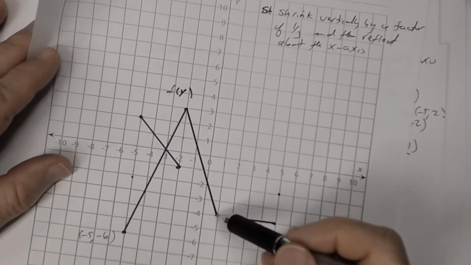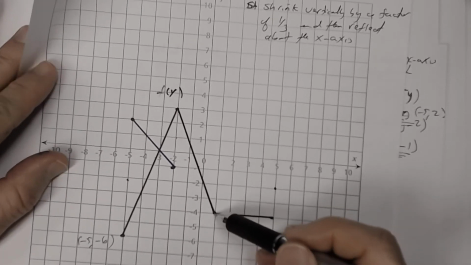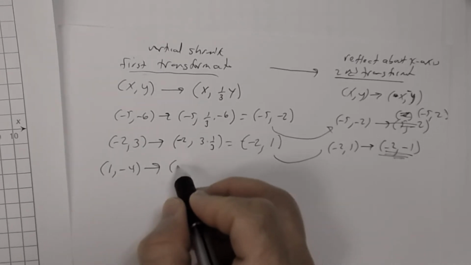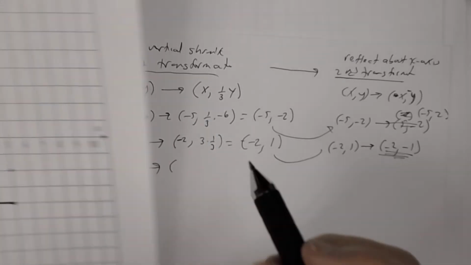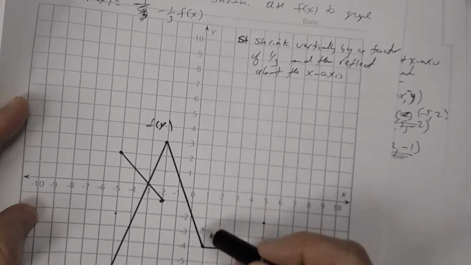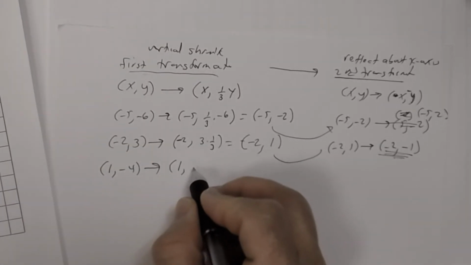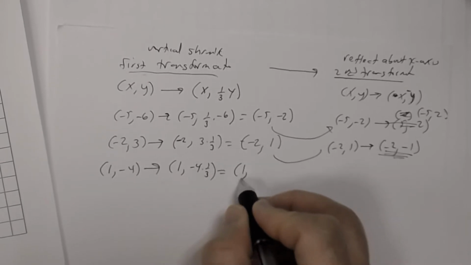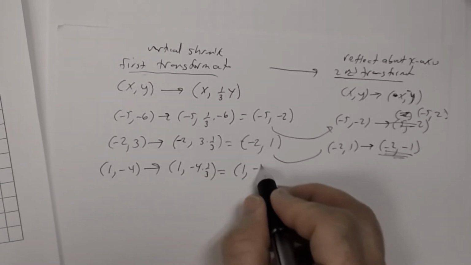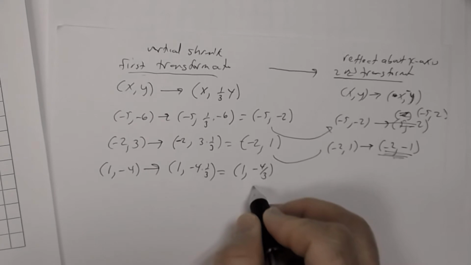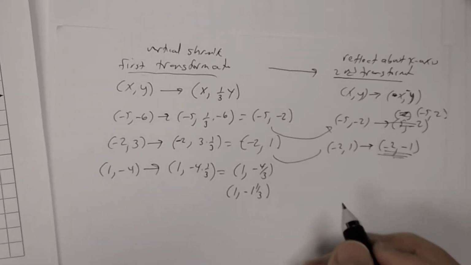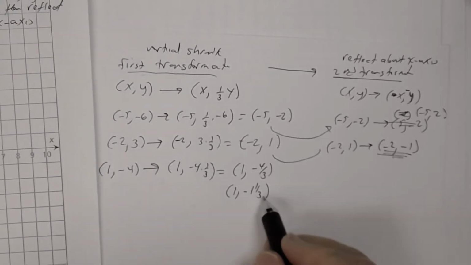So when I shrink it vertically, I'm going to move this point towards the x-axis. Remember, the x stays the same and the y changes. So 1, and this becomes negative 4 times a third, which equals 1, negative 4/3. Now remember, negative 4/3 is negative 1 1/3. Okay, so that becomes now.